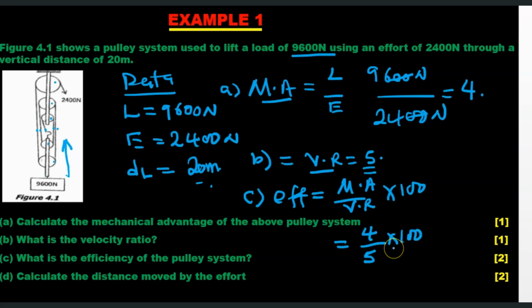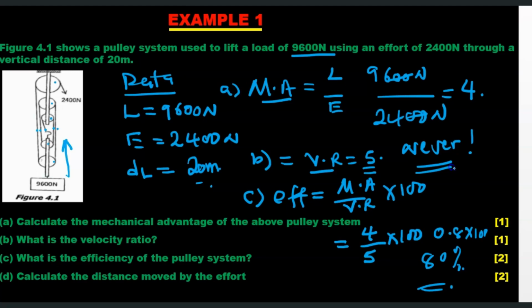4 divided by 5 is 0.8. If you multiply it by 100, you are going to have an efficiency of 80%. So our efficiency is 80%. Take note that efficiency is never 100%. The reason is that some of the energy is wasted due to friction. So efficiency is never 100%. There is no machine that is 100% efficient.